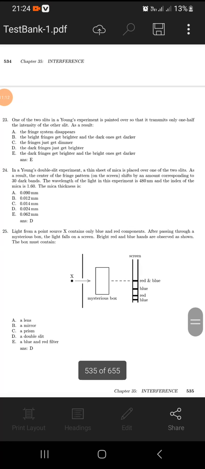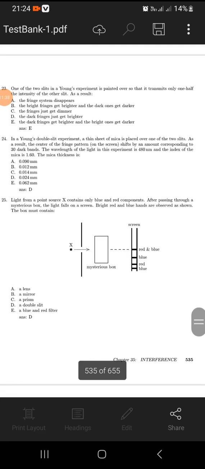One of the two slits in a Young's experiment is painted over so that it transmits only half the intensity of the other slit. As a result, the dark fringes get brighter and the bright ones get darker.